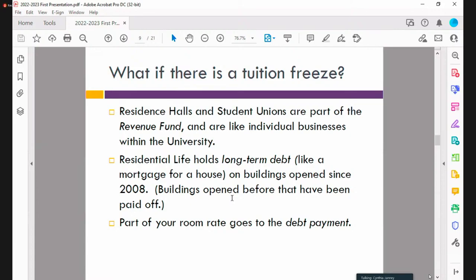And it's always been that way. Students living here have always been paying the debt payment of buildings that were built before they got here.